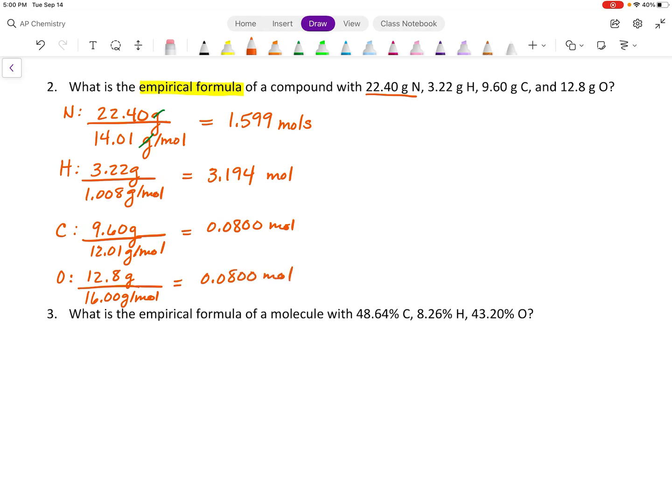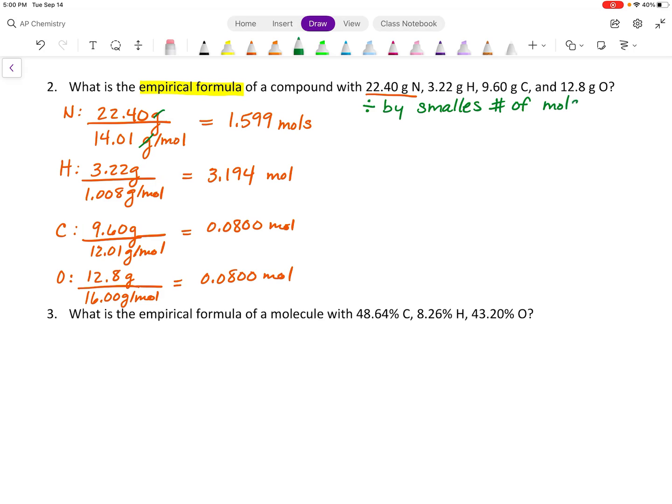All right, so once we've done that, we've gotten everything into moles. Once we get into moles, then we can compare the moles by finding the ratio of moles to one another. And in order to do that, what we're going to do is divide. So the green that I'm doing here is dividing by the smallest number or value of moles.